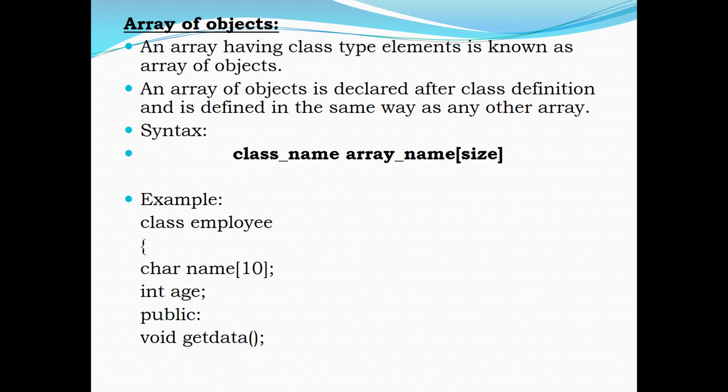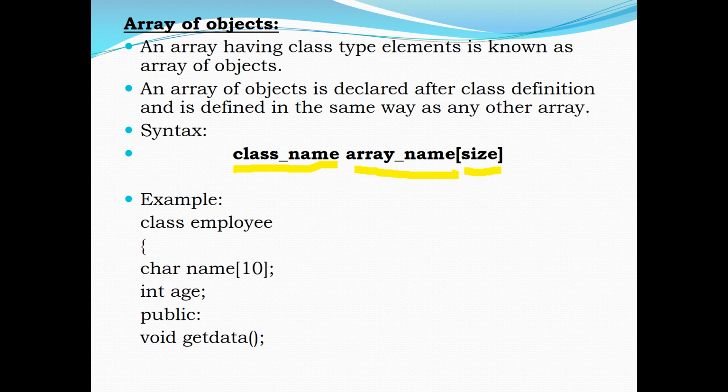Here we have the general syntax of an array of objects: a class name followed by an array name, that is, the object name with the size of the array. Here we have a small example of employees. A program is created with a class for an employee, whose data members are name and age, and I'm going to get data and display data by using an array of objects.